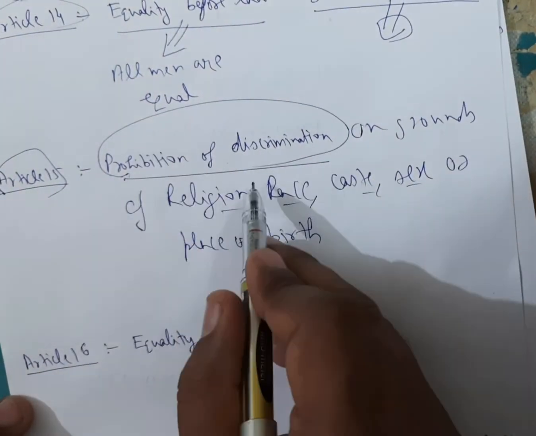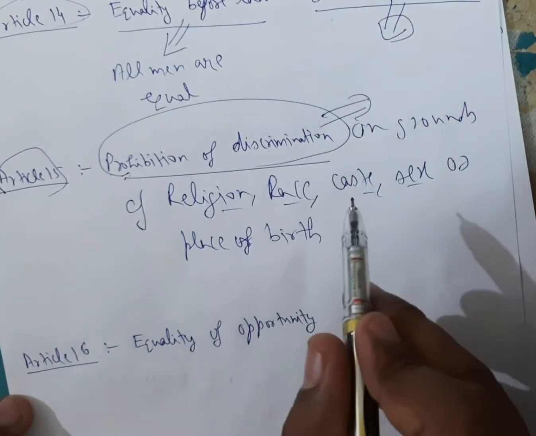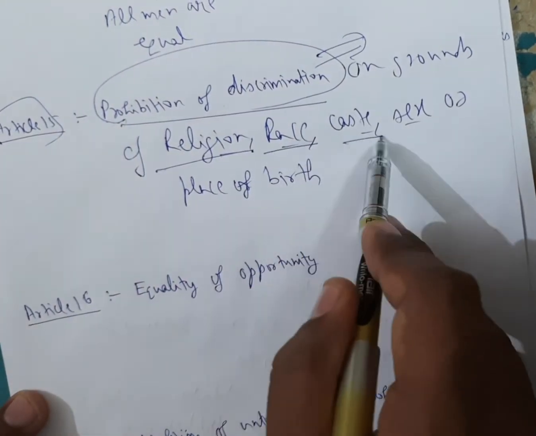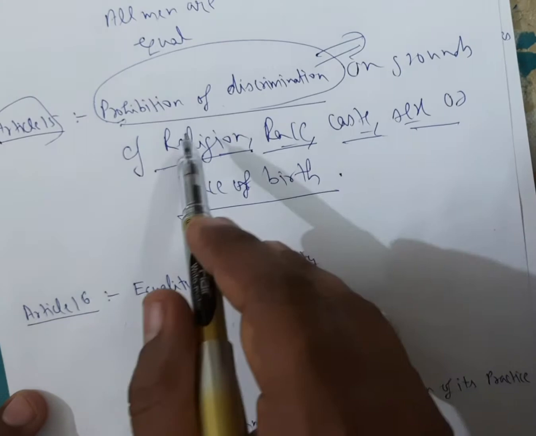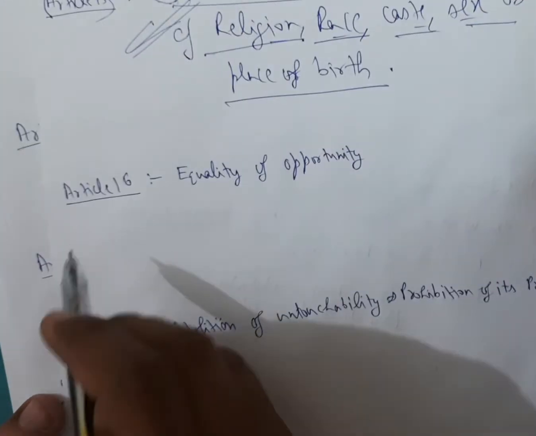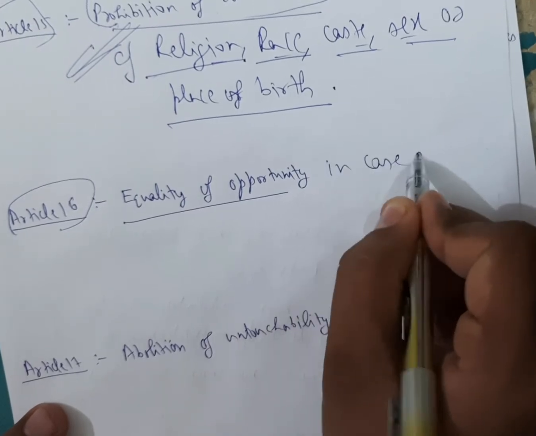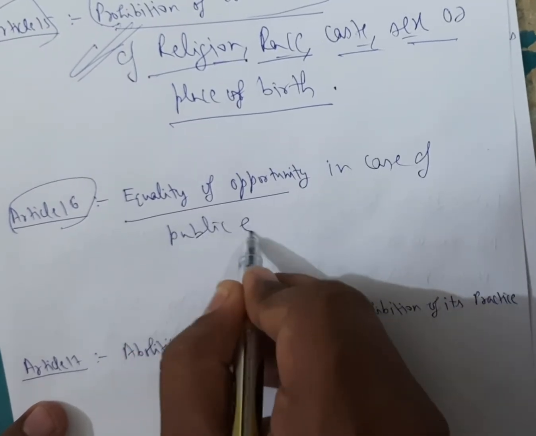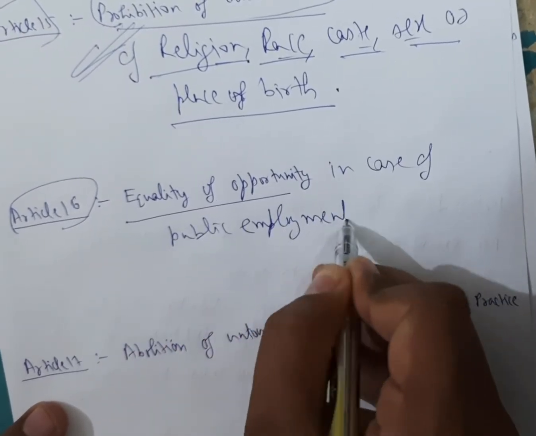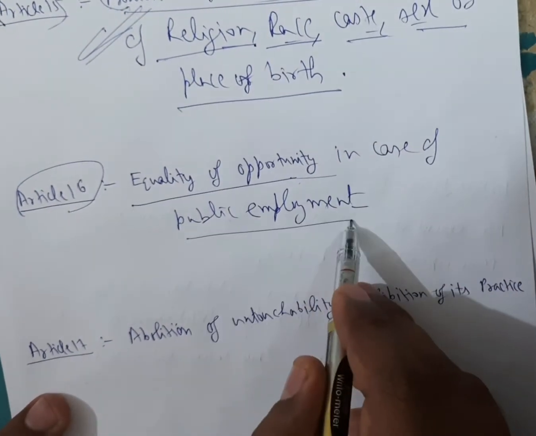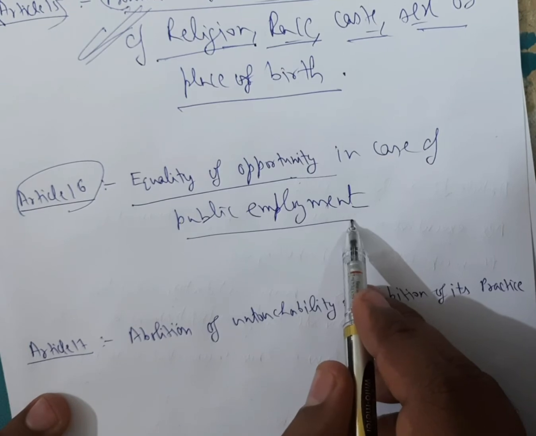Okay, the prohibition of discrimination. No one can discriminate against a person on the basis of his or her religion, race, caste, sex, or place of birth. So that means no discrimination. And then we go on to Article 16, which says equality of opportunity in case of public employment. So that's how the government provides equal opportunity when they have to employ people in public offices.